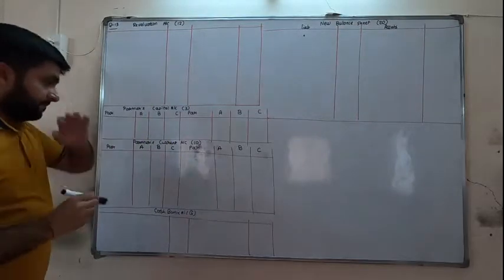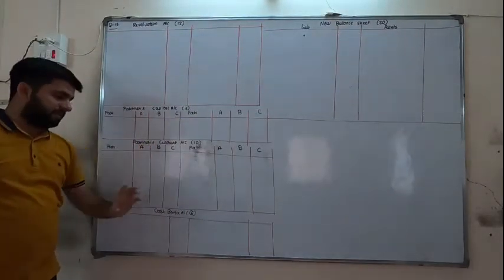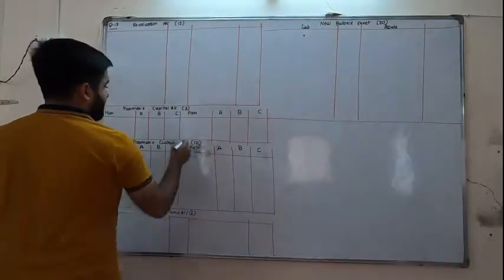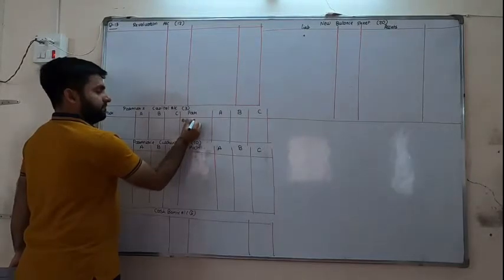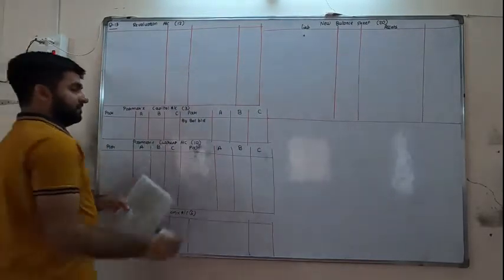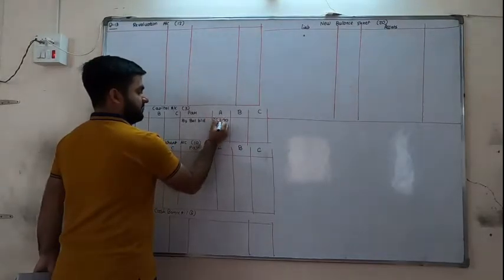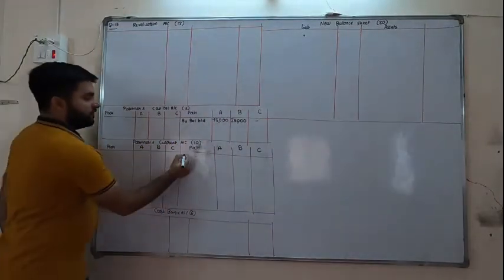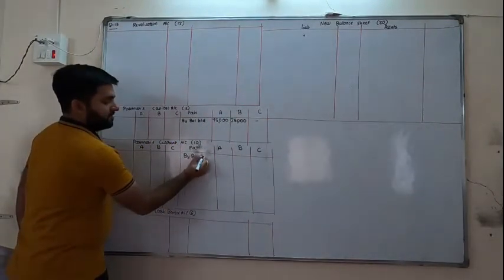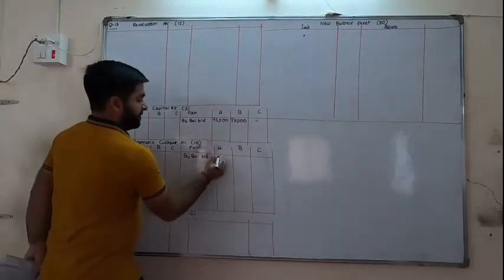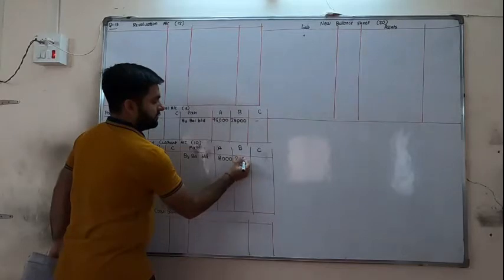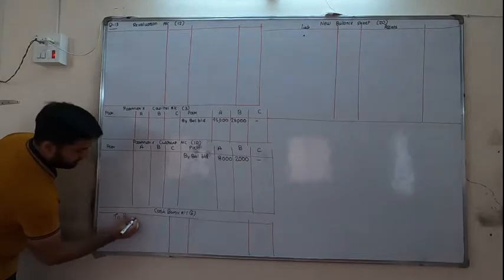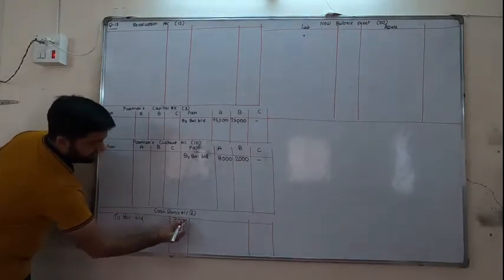Now let's start the sum by writing the opening balances for capital, current and cash bank. By balance brought down for capital, 75,000 and 25,000. For current also they have credit balances. By balance brought down, 8,000 and 2,000. For cash bank, to balance brought down 3,000.